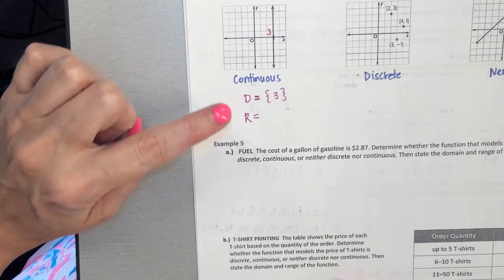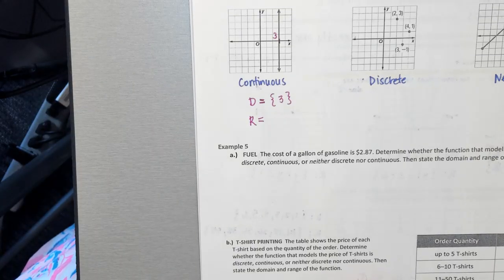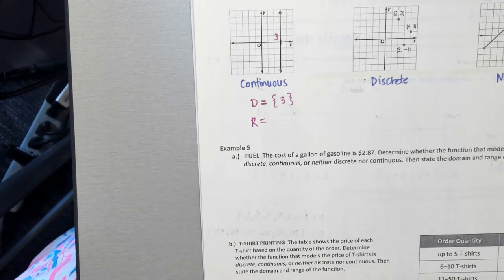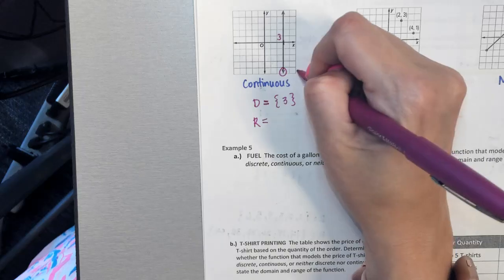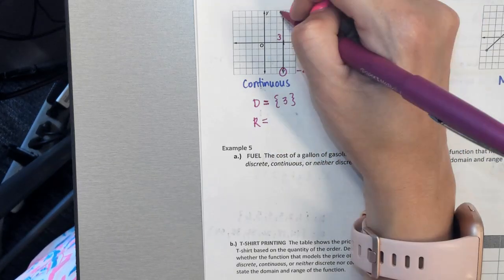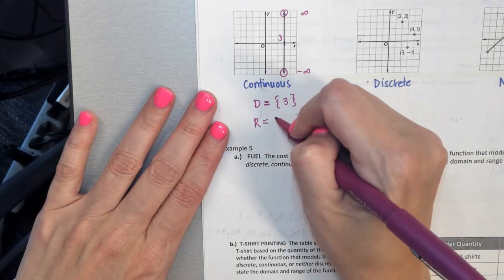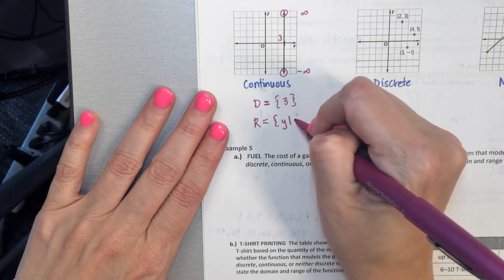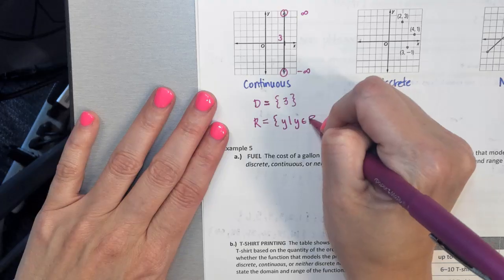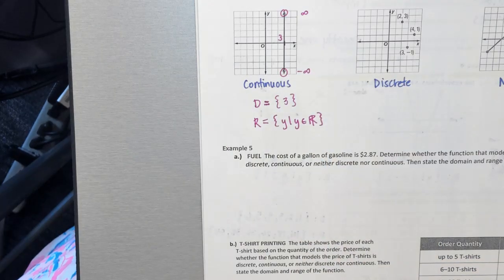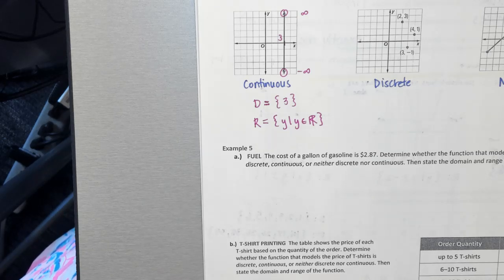Okay, now for the range, we're looking at the y's. What is the lowest y value? Negative infinity. Yep, the lowest y is negative infinity. The highest y is infinity. So when that happens, it's y such that y is an element of the real number set. So anytime you're going from negative infinity to infinity, it's going to be all real numbers.